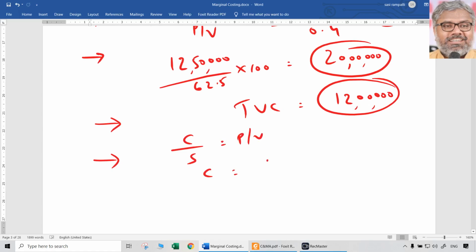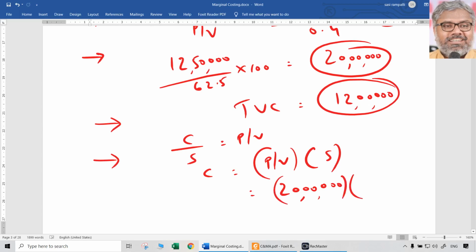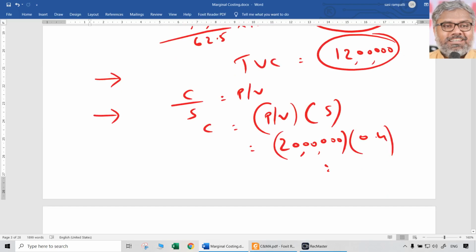Then contribution is nothing but cross multiplication. PV ratio into sales. And we know sales is 20 lakhs. This is multiplication brackets, not negative brackets. PV ratio when it is 40%, which is nothing but 0.4. So 20 lakhs into 40% is going to be how much? 8 lakhs. So 8 lakhs is the contribution, but that is not the question.